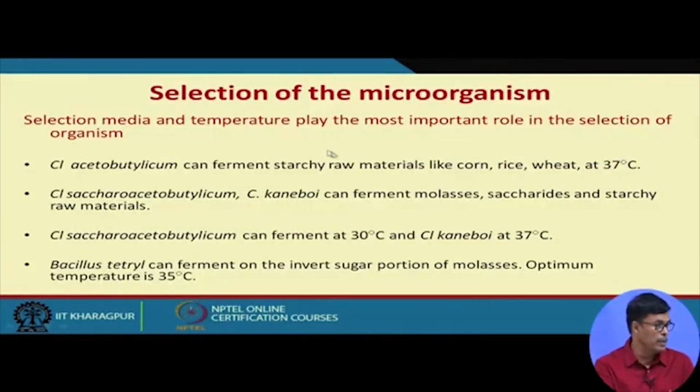Now, the selection of microorganisms is very important. I have already shown before also that the microorganism plays a very important role.